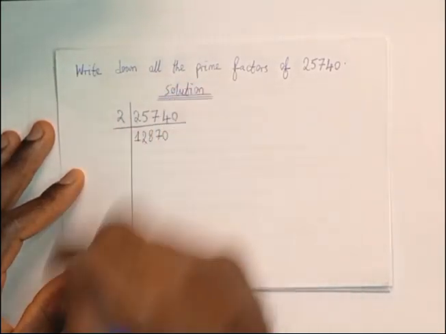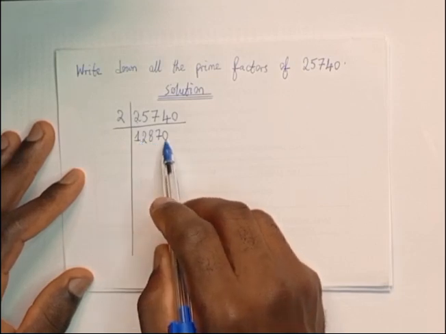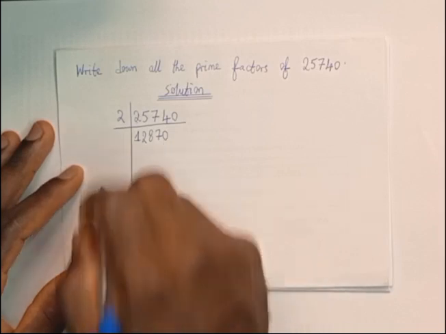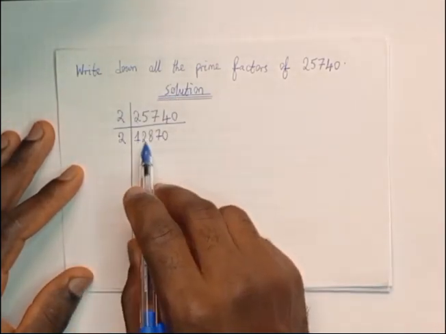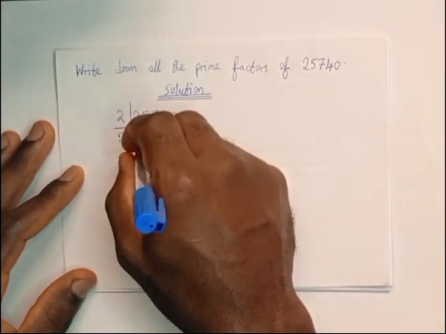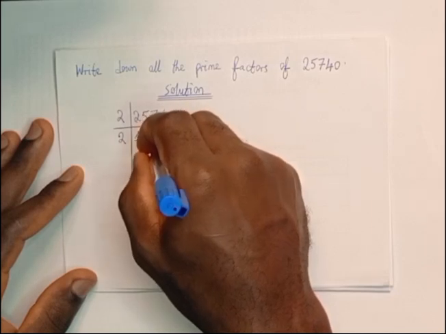We separate them. The number 12,870 is an even number. It ends with a 0. That means 2 is a prime factor of this number. 12,870 divided by 2 gives us 6,435.